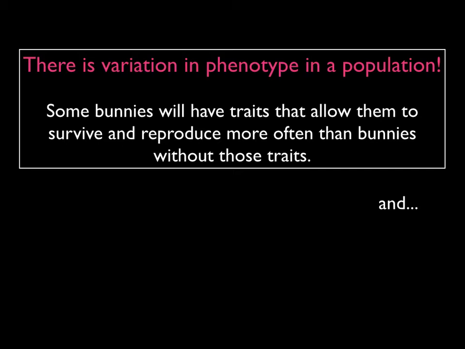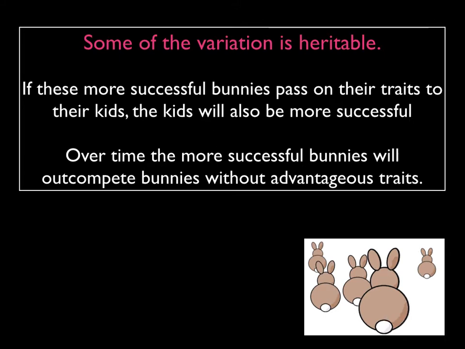And we cannot forget the last point here. Some of the variation is heritable. And this is the key to remember. If the variation is not heritable, meaning you can't pass on the advantage that you had, it's not tied to any sort of inheritance mechanism like DNA, then we won't be able to see changes in the genetic composition of the population. So in prose, that's if these more successful bunnies pass on their traits, the kids will also be more successful. And this means that over time, the more successful bunnies will outcompete those without the advantageous traits.